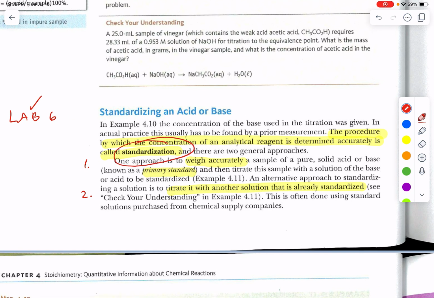Two ways to do this. We can do this in the laboratory by buying a very, very pure sample of my primary standard. For example, in Lab 6, it's going to be the oxalic acid, and we're going to standardize our sodium hydroxide base, which we'll need in Lab 7. Or the other thing we can do is titrate it against another solution that is standardized. In fact, this is more what we're going to be doing in Lab 7.